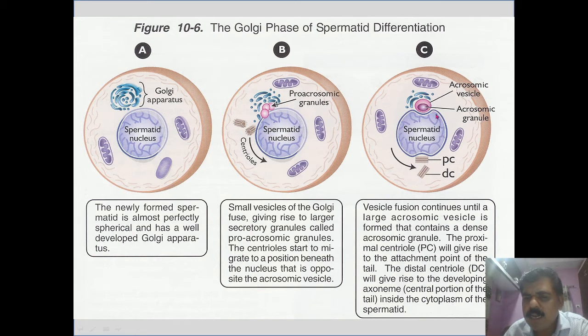This is the proximal centriole, which comes below the spermatid nucleus, and which will give rise to the attachment point of the tail. And the distal centriole will give rise to the developing axoneme, which is the central portion of the tail inside the cytoplasm of the spermatid.